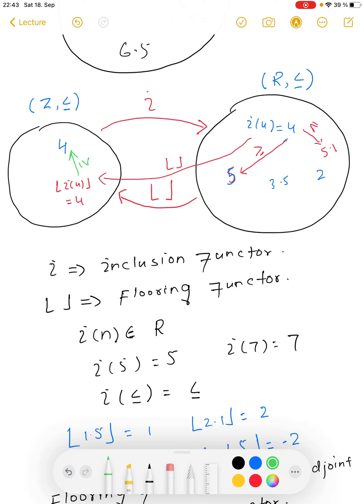And now if there is any other morphism, if there is any other object which is brought by this flooring functor, let me say 5.1, when I apply the flooring functor on this, it will come here, and floor of 5.1 is actually 5, and we know that there is a morphism between 4 and 5, and that morphism is that 4 is less than 5.